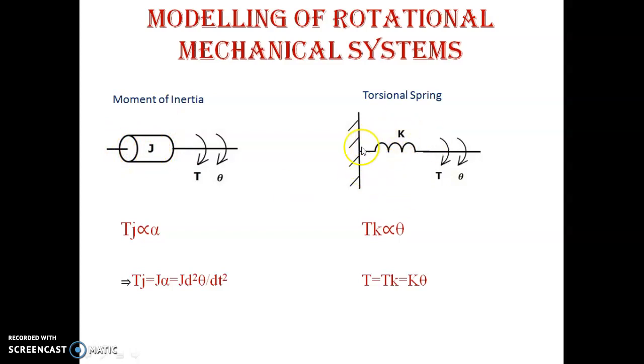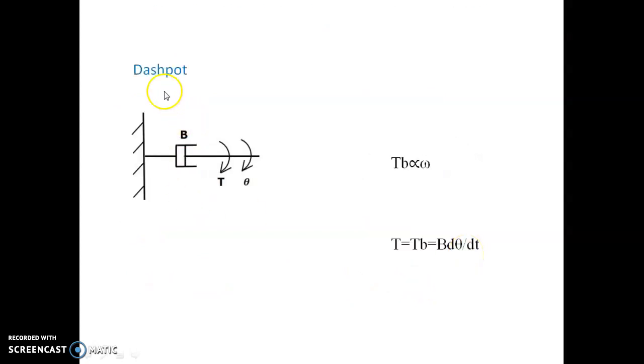When you have a torsional spring, the torque is equal to K theta. There will be no differentiation. Only for mass or inertia we have d square theta of t by dt square, with respect to displacement. So K theta. Similarly, for a damper, which we also call a dashpot, denoted by B, T is equal to B d theta by dt. So single differentiation will come. Okay.